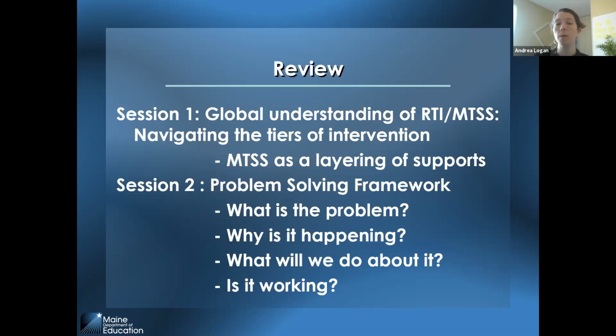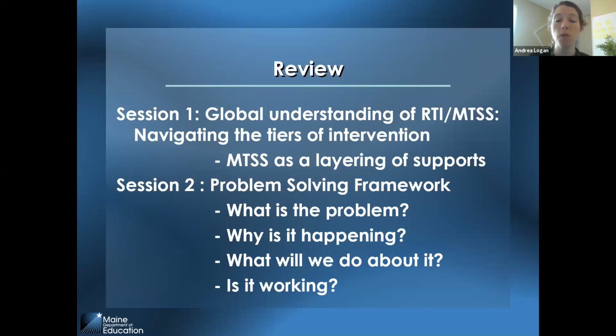And the problem-solving framework is that global problem-solving framework that a school's MTSS team is going to use to help figure out what is happening with a particular student or a group of students. And then it goes through a series of questions. What is the problem? Why is it happening? What will we do about it? And is it working?